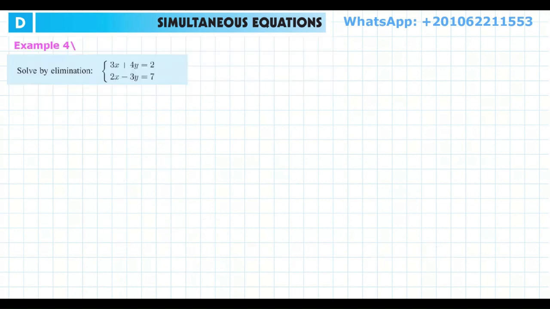Extra example for elimination. But in this scenario, we found 4y and negative 3y. You cannot cancel them directly, but you have different signs. Then you need to multiply by 3 and by 4. The first equation by 3. Why? To generate 12y and negative 12y. When you add them, the result should be 0.